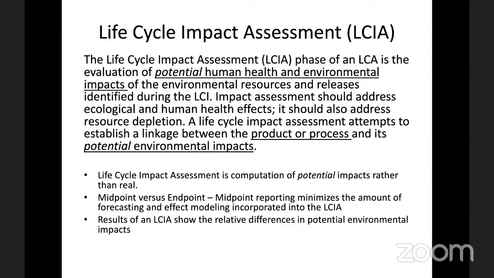that is discovered. Another important point for impact assessment is midpoint versus endpoint. So midpoint reporting minimizes the amount of forecasting and effect modeling incorporated into the LCIA. And the results of an LCIA show relative differences in potential environmental impacts. So midpoints are if you stop at a certain level. So let's say we are looking at global warming potential or acidification potential or eutrophication potential. That is a midpoint impact assessment.